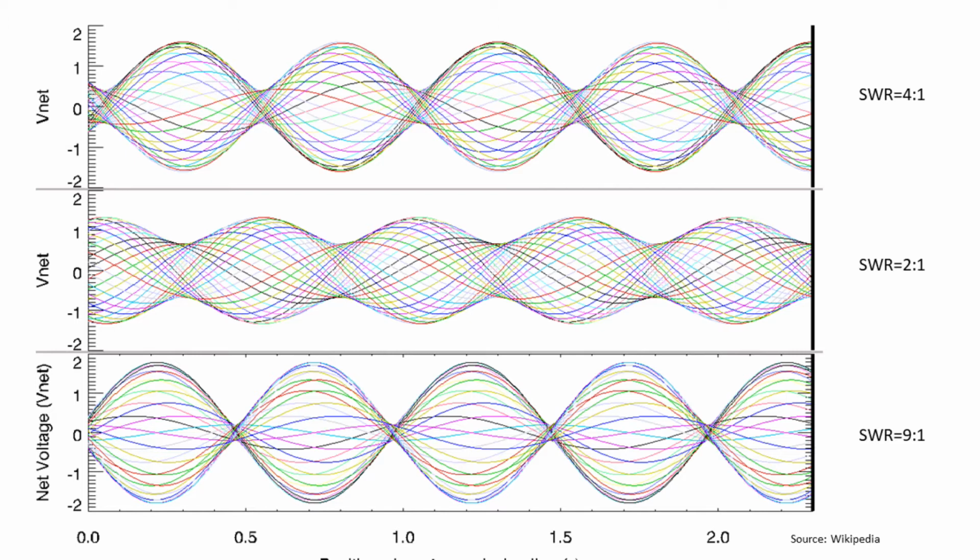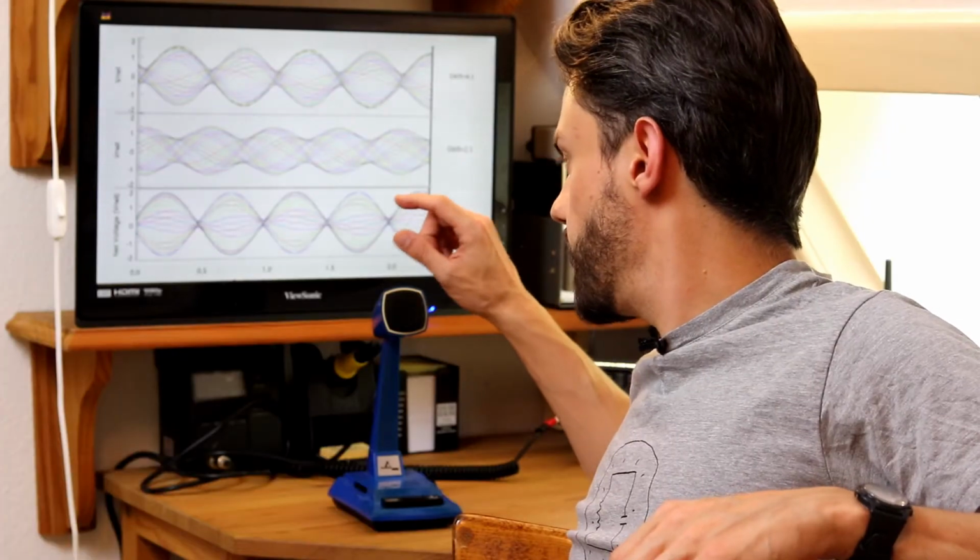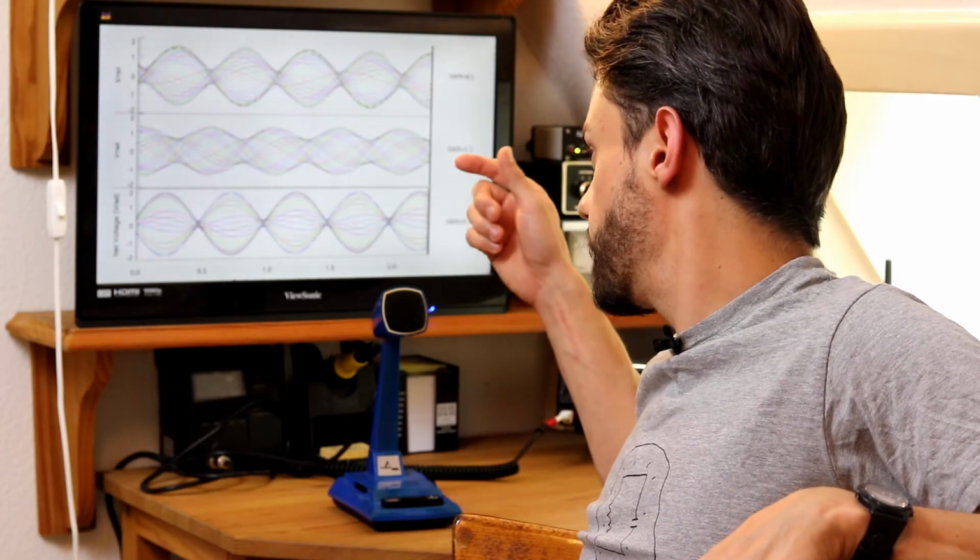Here you see another illustration of this. In the first picture we have again an SWR of 4 to 1. In the second it's an SWR of 2 to 1. And in the third it's an SWR of 9 to 1. So you see that the ratio between the peak and the minimum is what defines the standing wave.